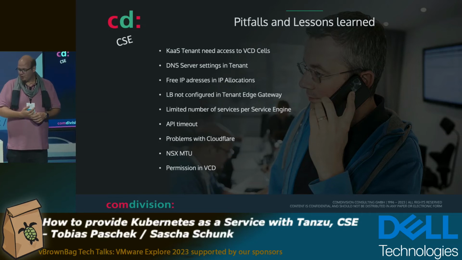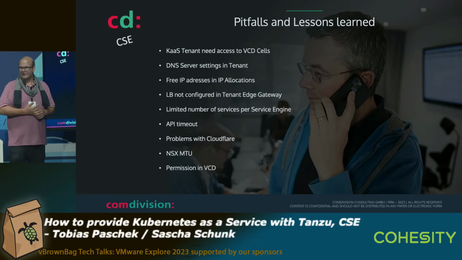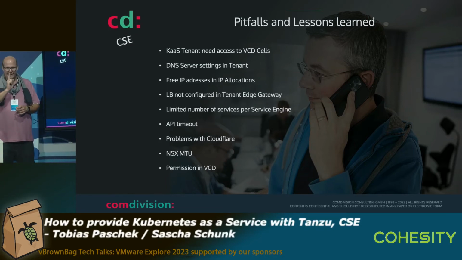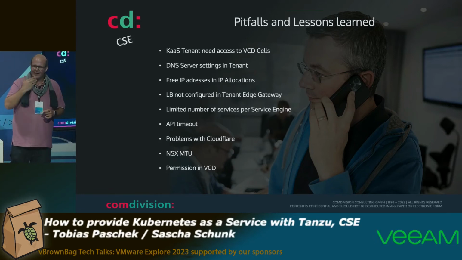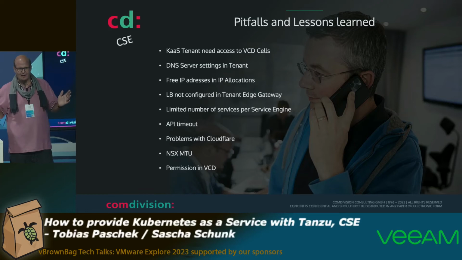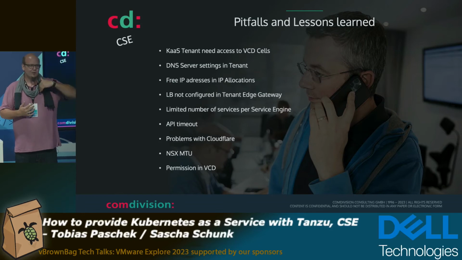There is also a limited number of services available on the service engine, which cannot be configured from a Cloud Director perspective. This needs to be configured inside the NSX-ALB. So the error you get in Cloud Director is clearly telling you, hey, there are no services available anymore. And you figure out, okay, what the hell, where can I configure the service limit? You need to go to NSX-ALB, and there is the service limit.